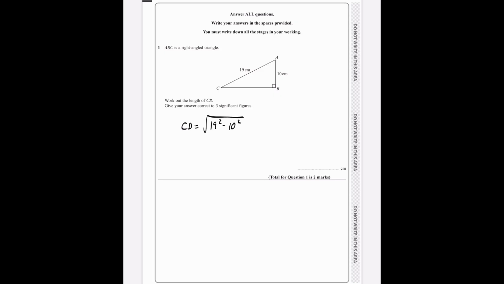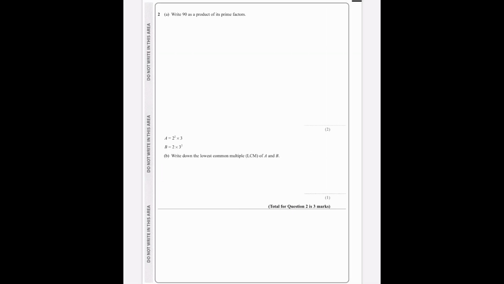So CB is going to be Pythagoras in reverse, square root of 19 squared minus 10 squared, which is 16.2. For 2a, we can split 90 up into 9 and 10. 9 splits up into 3 and 3, 10 into 2 and 5. And so we get 2 times 3 squared times 5 as the product of its prime factors.